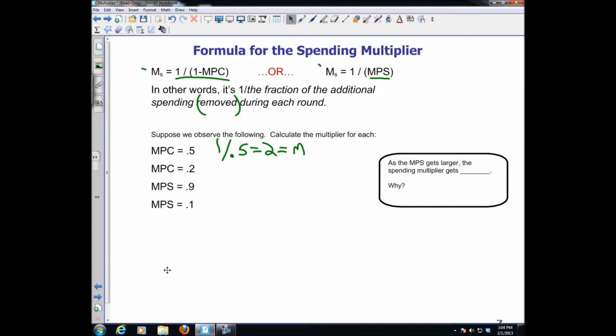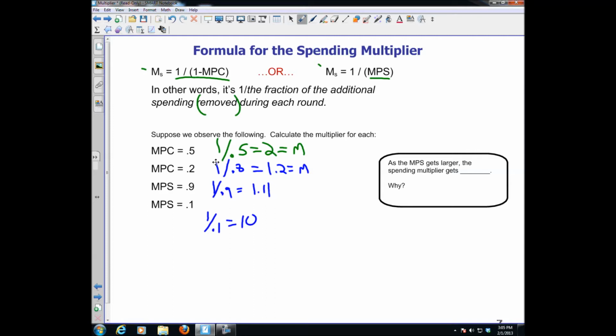All right, let's take a look at the answers to the rest of these. So if MPC is equal to 0.8, then the multiplier would be equal to 1 divided by 0.2, and that would be equal to 5 for the multiplier. If the MPS were equal to 0.9, it would be 1 divided by 0.9 in that case, and that's 1.11. And if the MPS equals just 1, we have 1 over 1, and in that case the multiplier would be 1.